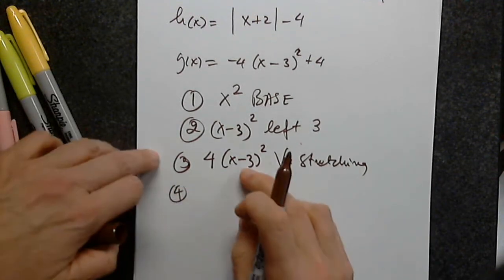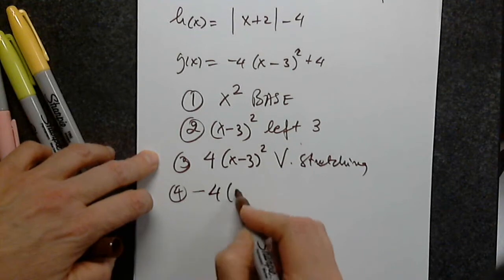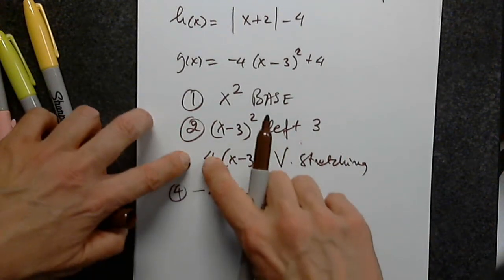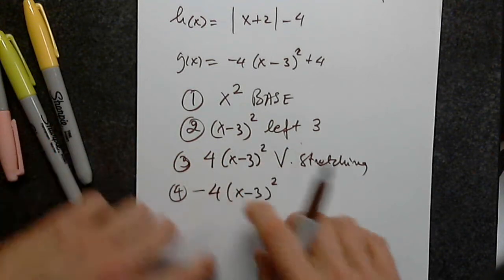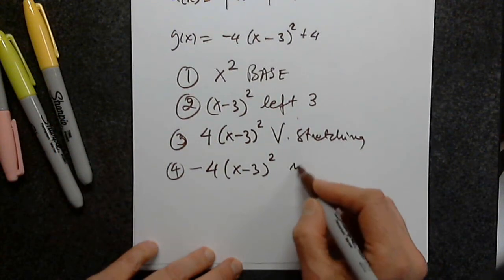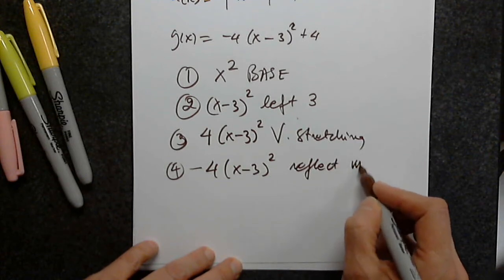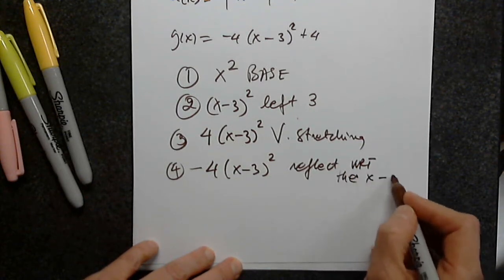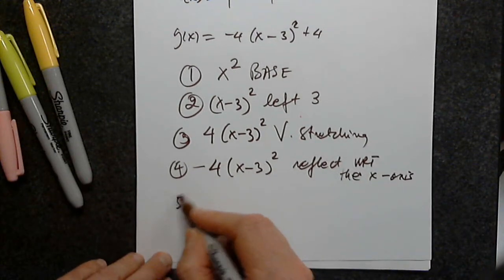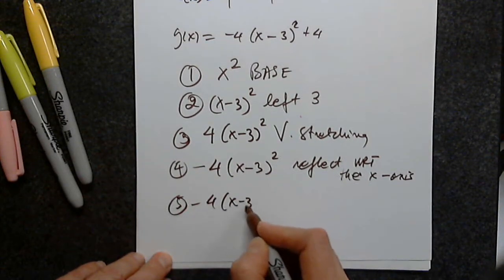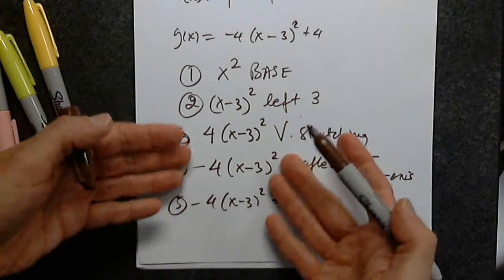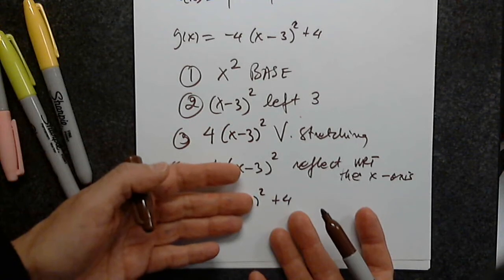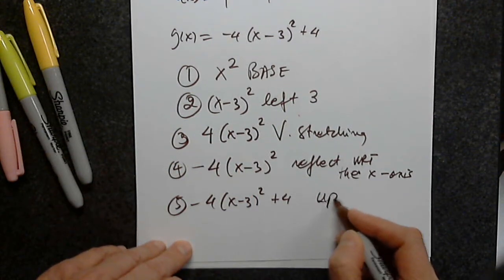Then number 4 is on number 3. Negative 4 times x minus 3 squared. What am I changing? I'm not changing x. I'm changing a positive into a negative for y values. Reflect with respect to the x-axis. And finally, number 5, which is negative 4 times x minus 3 squared plus 4, is not a change in x, but it's up 4 outside. So this is up 4.